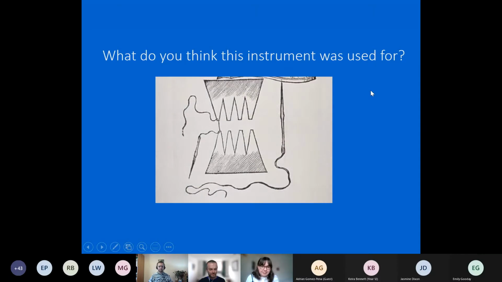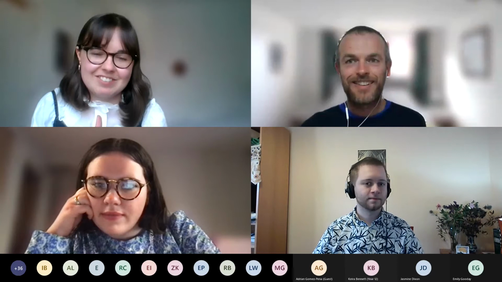So this is the first one. What do you think this instrument was used for? Do you think it was used for extracting blood, for suturing, or as a kind of mold to separate out the fingers when you need to do some closer surgery on the fingers? So I'll give you a few seconds to vote while Richard takes us over to Slido.